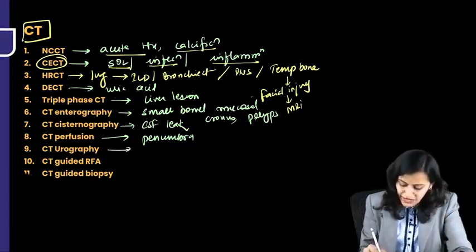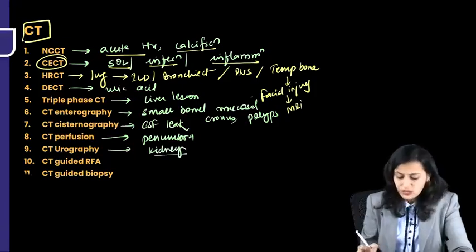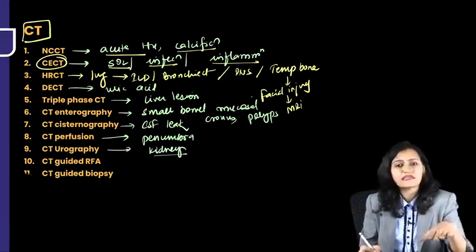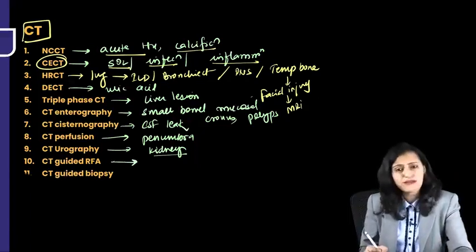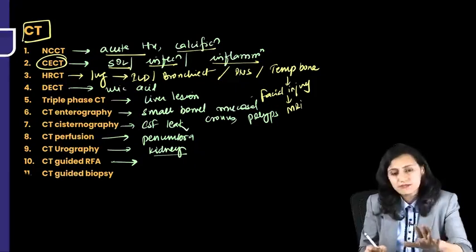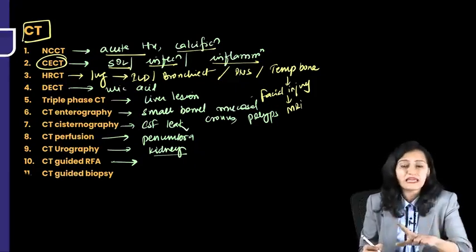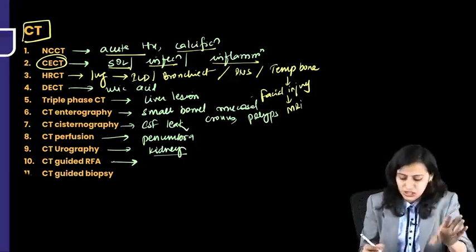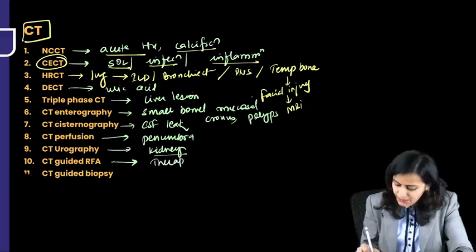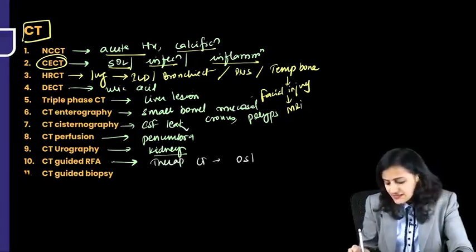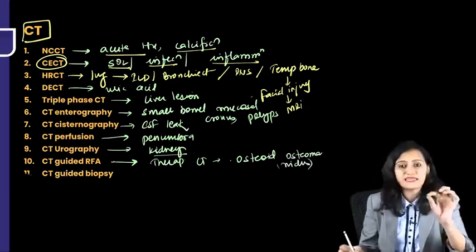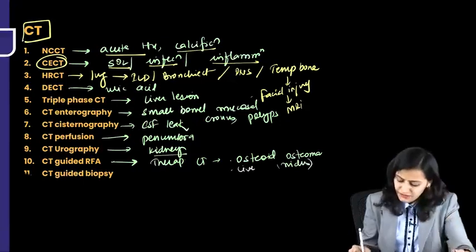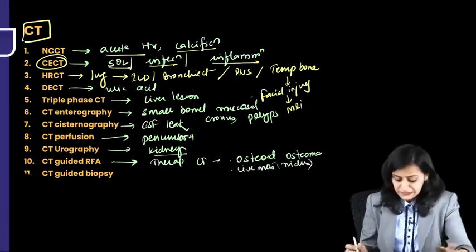And CT urography is for the renal pathologies. Now IVP has been replaced by CT IVU. So CT IVU is for the renal pathologies like stones, like TB. CT guided RFA, radiofrequency ablation. This is the therapeutic application of CT, and this is used for treatment of which bone tumor? Osteoid osteoma, where we ablate the central nidus. This is also used in treatment of liver metastasis, right?